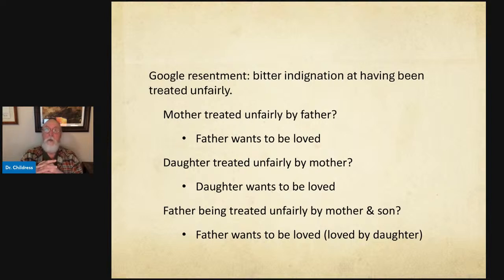Google resentment: bitter indignation at having been treated unfairly. So, has the mother been treated unfairly by the father? I'm not seeing it. Father wants to be loved. He wants to be loved by his son. He wants to be loved by his wife. I'm not seeing that she's being treated unfairly. She's very depressed and involved in a boundary dissolution, role reversal, enmeshed relationship with the child that is keeping the father at bay. Is the daughter being treated unfairly by the mother? Well, kind of, yeah, because the daughter wants to be loved and the mother is showing special favoritism.